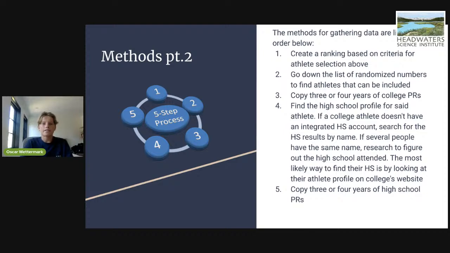If the college athlete doesn't have an integrated high school account, then I had to search for their high school by name. And if several people have the same name, you have to research to figure out which high school this person went to. A lot of them didn't have their high school data on athletic.net, so that made it a little bit tricky. The last step was to copy 3 or 4 years of high school PRs, so what they got from their first year to their last year in high school.